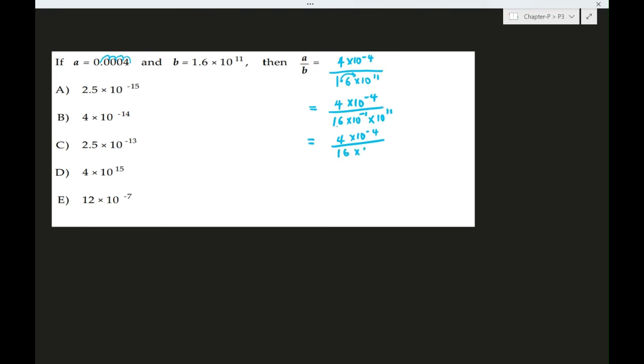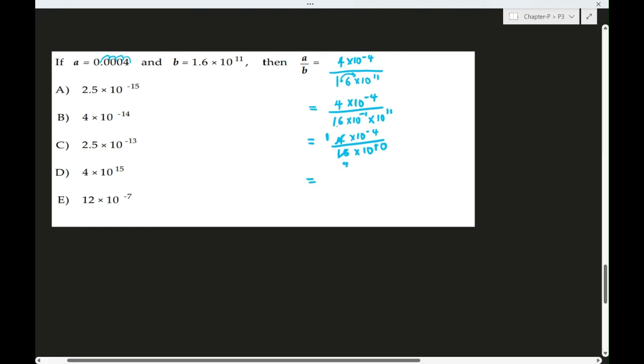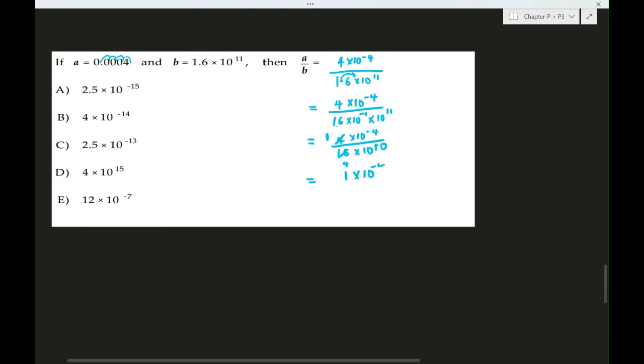So this is 16 times 10 to the minus 1, and the 10 is just 10. Here you can see that the 4 will go with this, so you have 1 and here will be 4. So in the numerator, we just have 1 times 10 raised to power minus 4. And don't forget that the power here now is 10. So this 10 can go up, so it becomes minus 10.